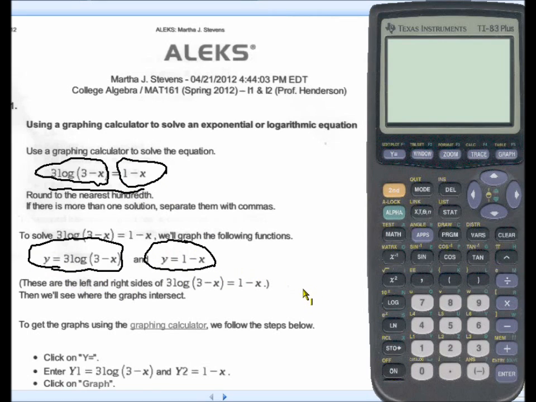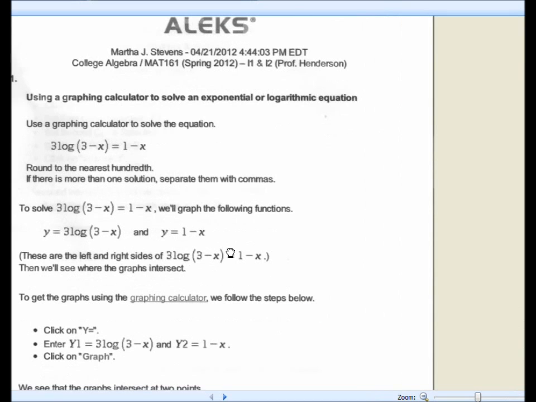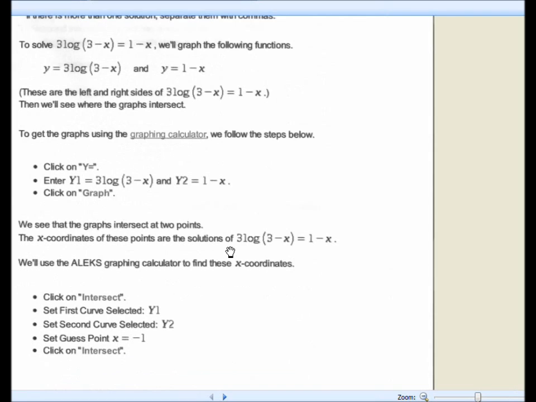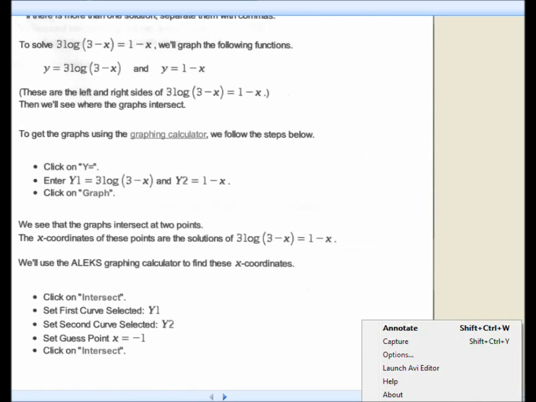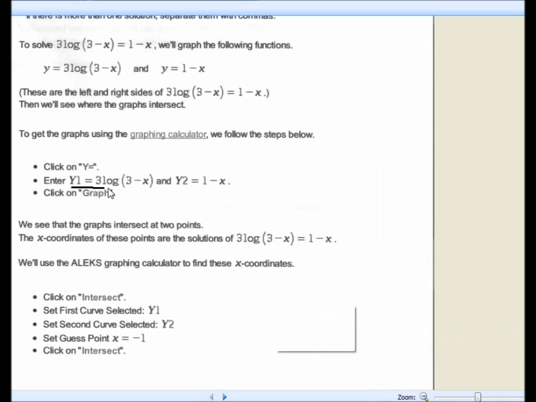And I'm going to get rid of my annotations here so I can scroll down. And then we're going to be putting them into, and let me put some annotations in again, into y1 and y2 in your calculator. Okay, now we're ready for me to put it in the calculator. So let me do that.